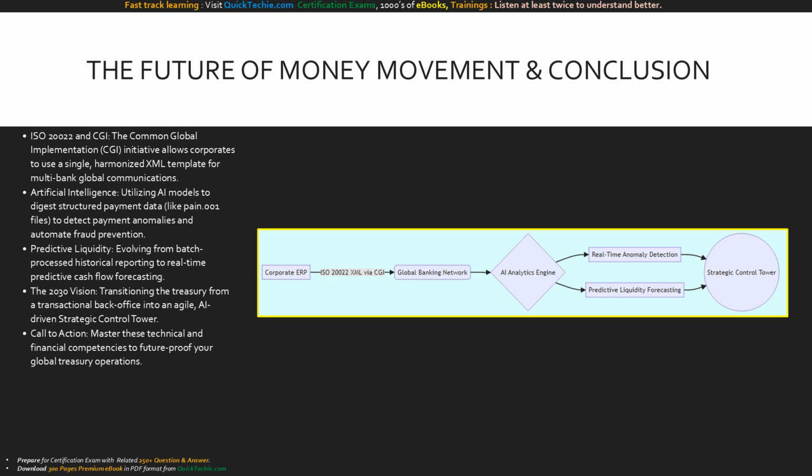Furthermore, by feeding these standardized, rich data streams into artificial intelligence models, treasuries can instantly detect payment anomalies, automate fraud prevention, and predict cash flow bottlenecks before they occur. This predictive liquidity capability is the ultimate goal.